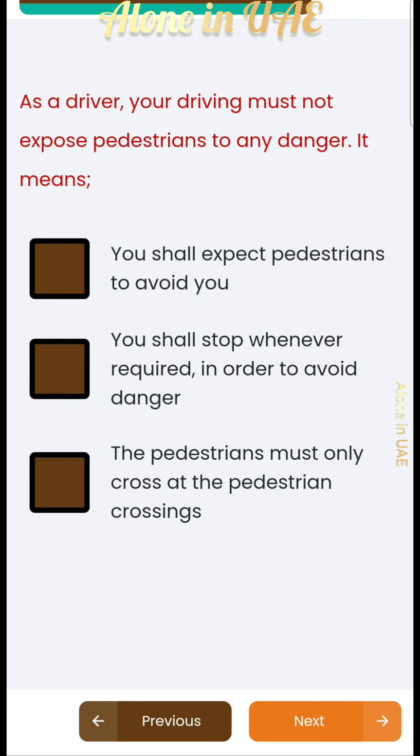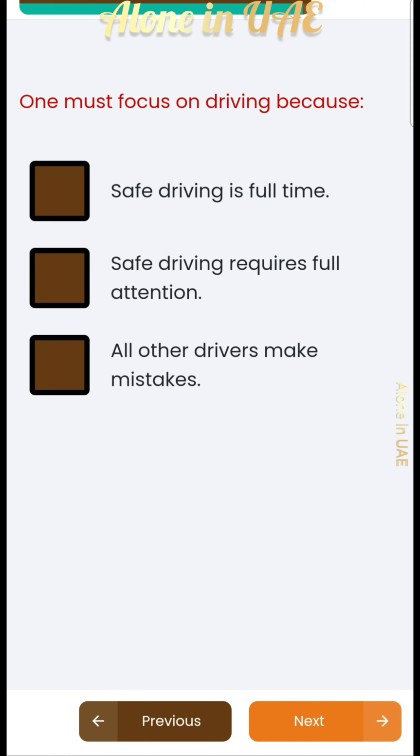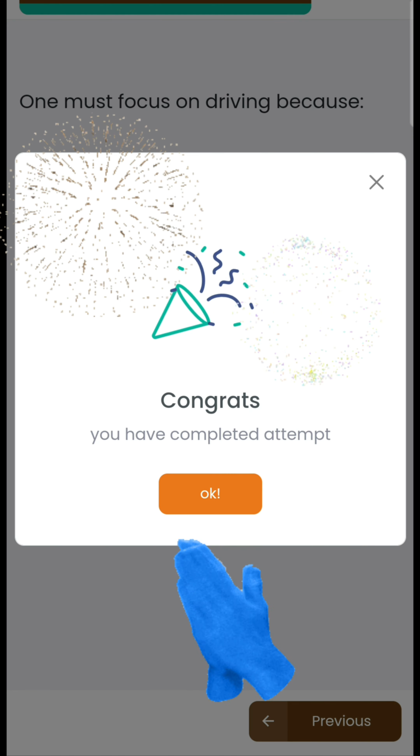As a driver, your driving must not expose pedestrians to any danger. It means you shall stop whenever required in order to avoid danger. One must focus on driving because safe driving requires full attention.